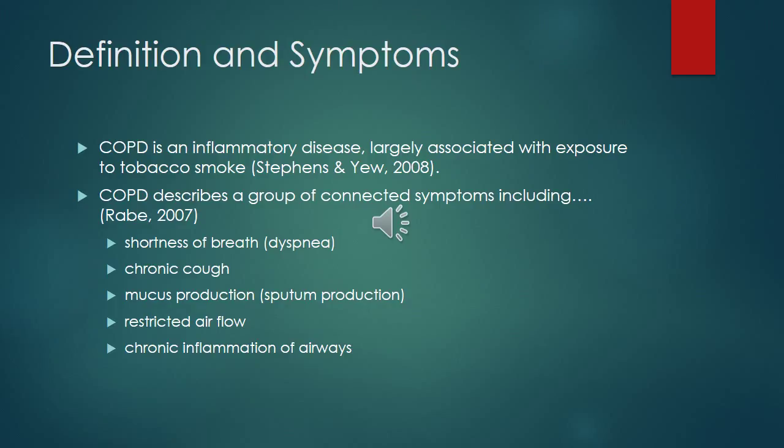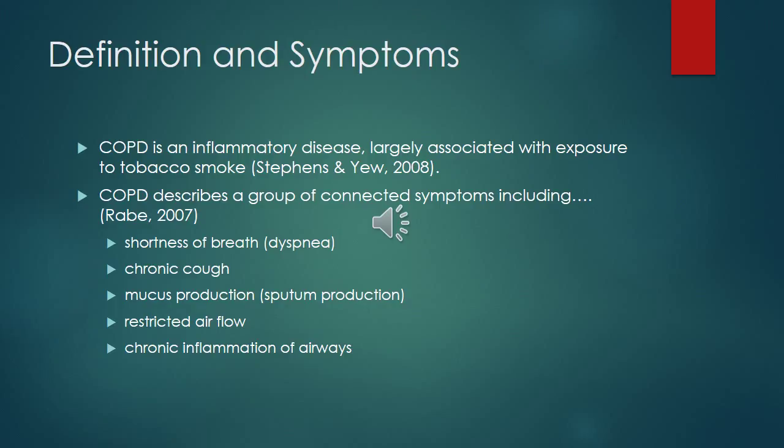Okay, let's talk about what COPD is. It's an inflammatory disease, and it's largely associated with exposure to tobacco smoke. Many patients will have been smokers themselves, and they will obviously be at risk of COPD. But you'll also need to look at family members and people close to smokers, as people who are exposed to secondhand smoke or even third-hand smoke can be at risk of developing COPD throughout the years.